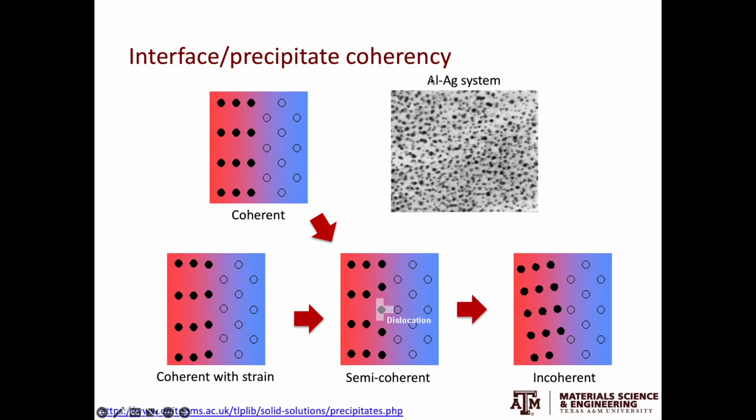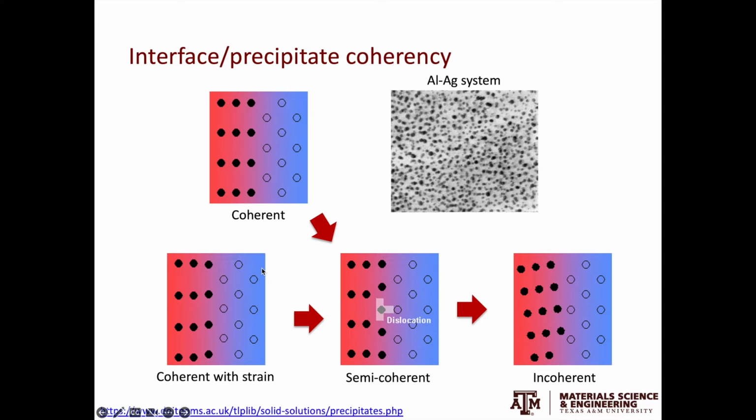The classical textbook example is the aluminum-silver system. The GP zones in the system have a coherent interface with the matrix. We will describe what a GP zone is shortly. What is more common is a coherent interface with strain, which happens a lot in the early stage aged specimens.